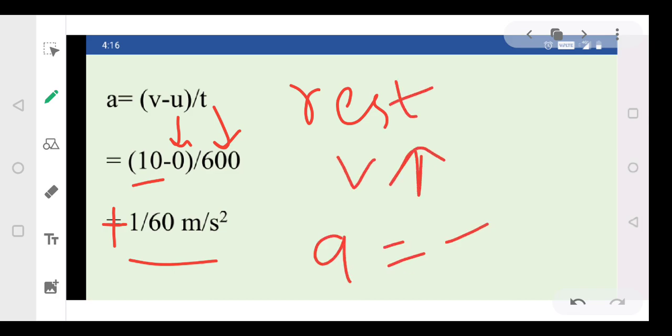So acceleration is positive. If the speed is increasing, acceleration is positive. If the speed is decreasing, the acceleration will be negative. And if speed is neither increasing nor decreasing, the acceleration would remain same.